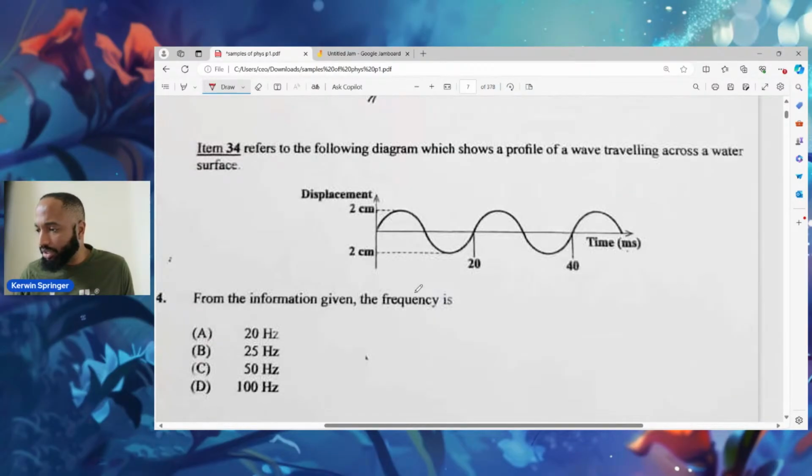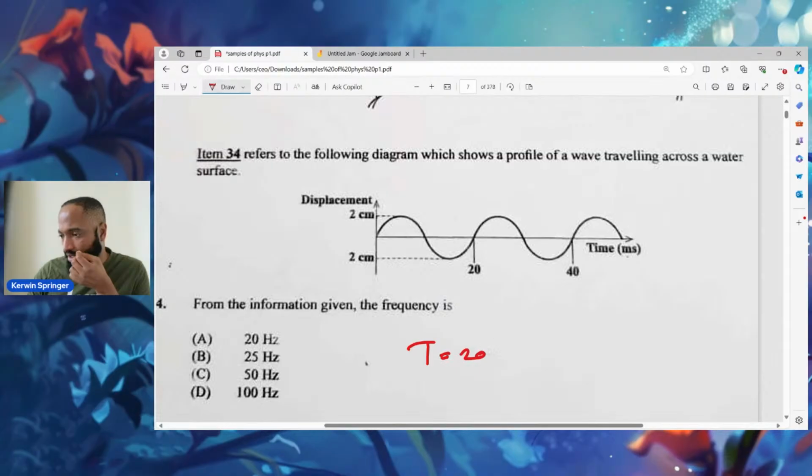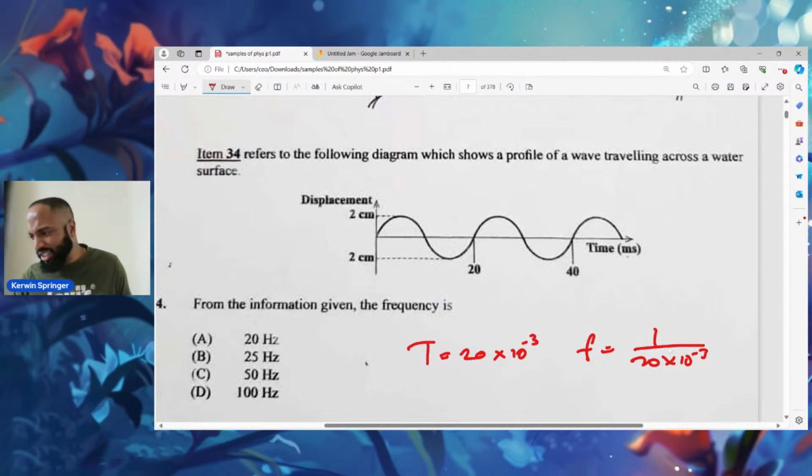The information given: the period is 20 milliseconds. That's 20 times 10 to the minus 3. So the frequency is 1 over 20 times 10 to the minus 3. That's 50. That's 50.